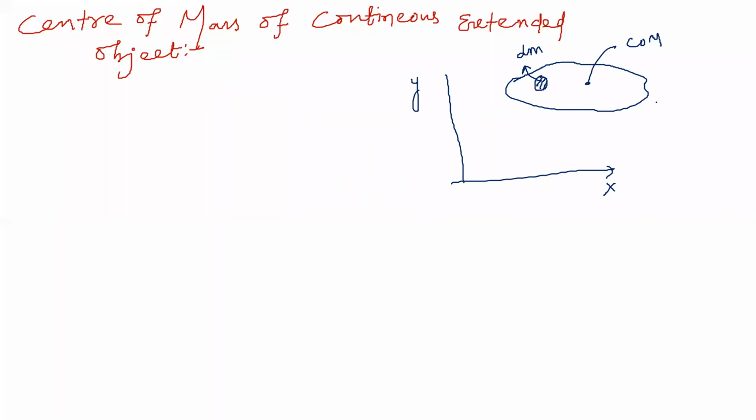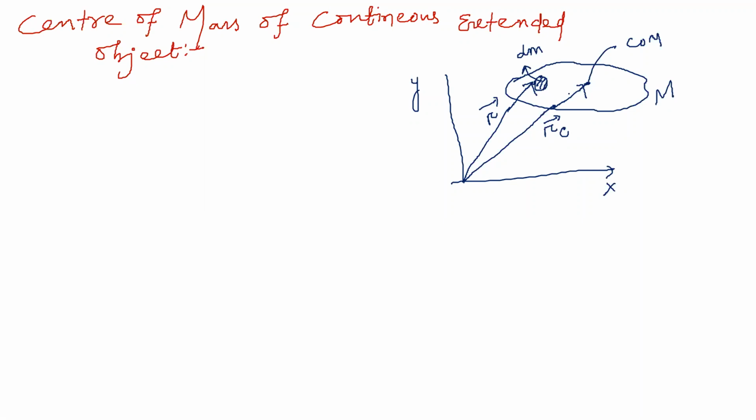And let the mass of the whole body be m. And the center of mass is at a distance of rc from the origin. And let the small part that we have considered be at a distance r from the origin. This is the direction we have taken, the position vector.